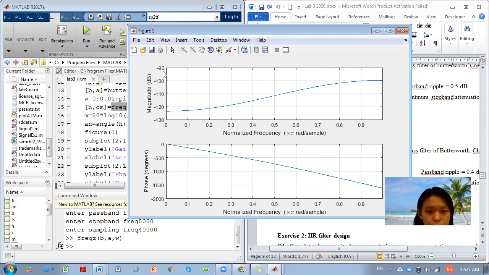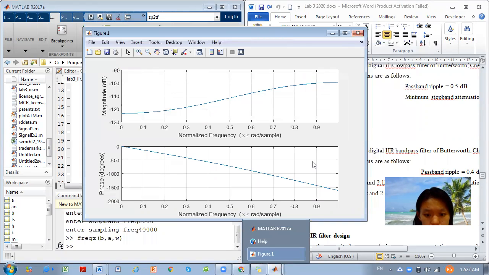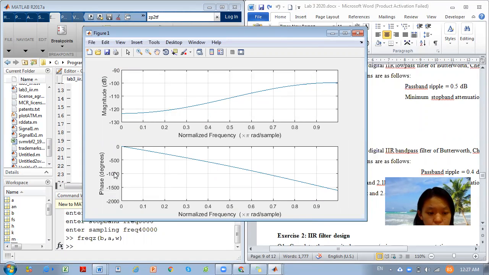So this is the magnitude, same also in dB, and the phase in degrees. Okay, clear. So this is the phase in degrees. So this is the same graph as the previous one. Remember, it's radian per sample. It's a normalized frequency. Okay, now we go to the next one.